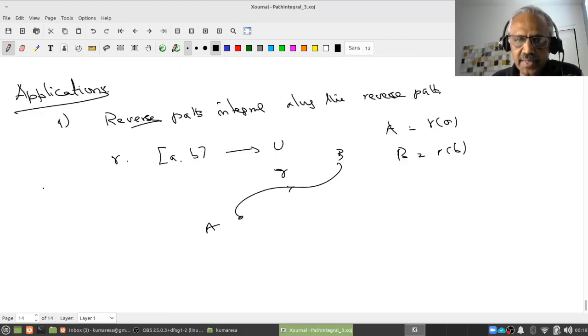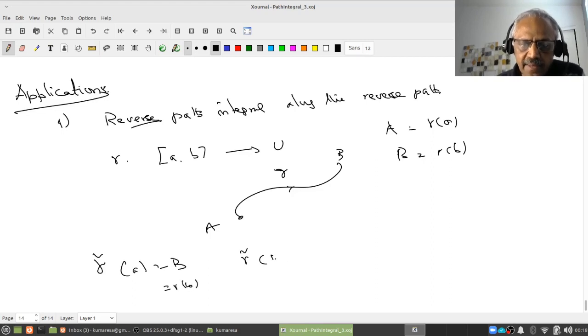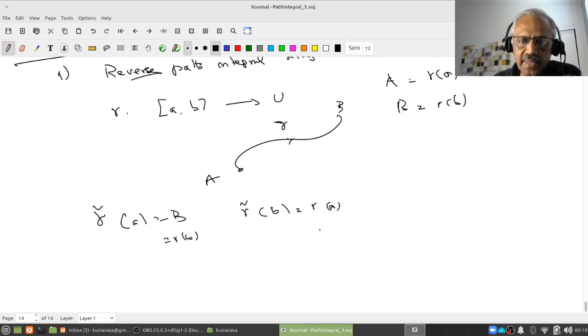So how do I do that? Let us call it gamma tilde. Therefore at a I want it to be gamma of B, and at b I want it to be gamma of A, right? So at b I want it to be A, therefore what should I have? t minus b, so a plus b minus t. So at t equal to b, I should have either t minus b or b minus t. Then I have to add a. Do you understand that? That's a translation.